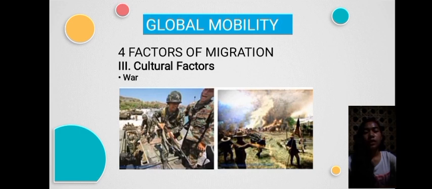So, in the first instance, these individuals are likely to move to the nearest safe country that accepts asylum seekers. For example, just like the war of Ukraine and Russia, the people in Ukraine seek asylum in the nearest countries wherein they can migrate and get their new life there.